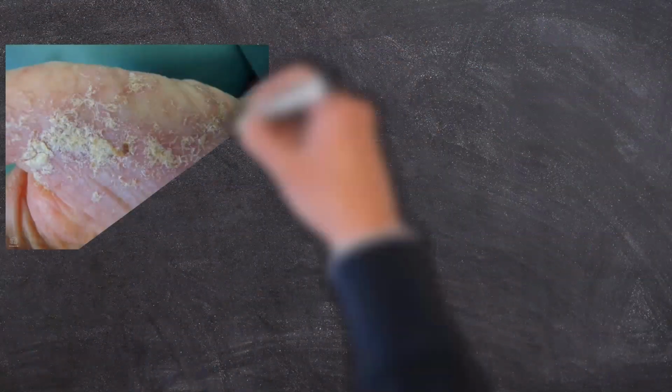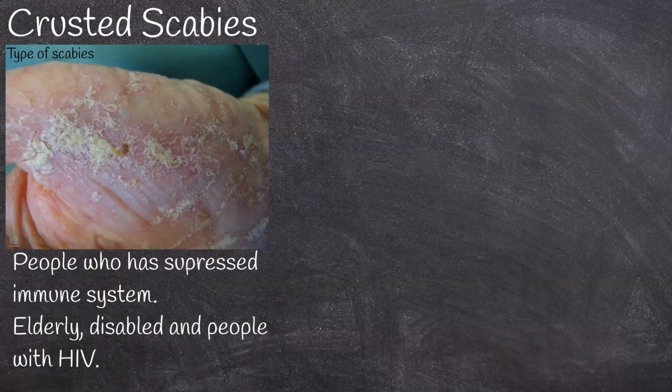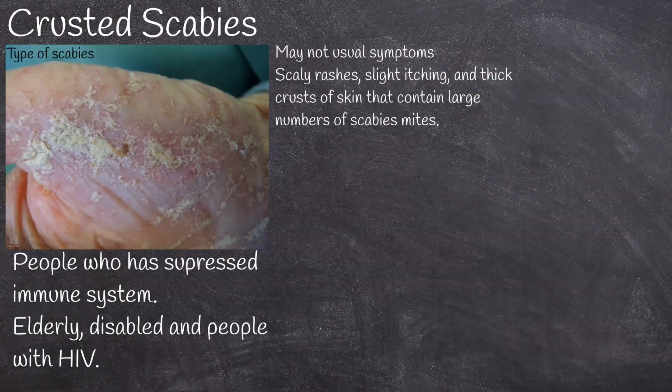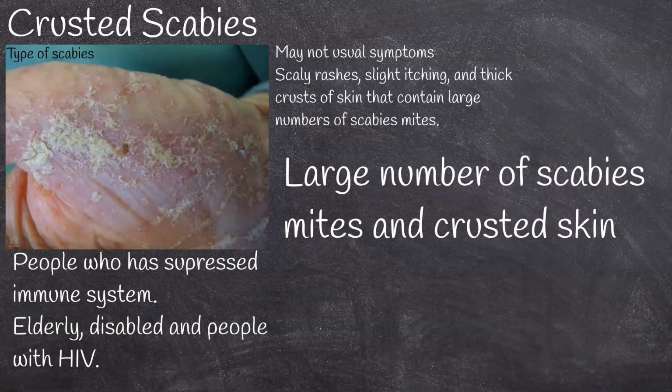Crusted scabies is a type of scabies. Crusted scabies is the same disease but affects people who have a weakened immune system, such as the elderly, disabled and people with HIV. Crusted scabies is also called Norwegian scabies. Persons with crusted scabies may not show the usual signs and symptoms of scabies such as the characteristic rash or itching. People with crusted scabies exhibit scaly rashes, slight itching, and thick crusts of skin that contain large numbers of scabies mites. A large number of scabies mites and crusted skin is the hallmark of crusted scabies.